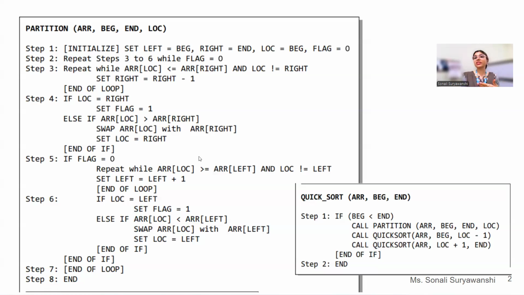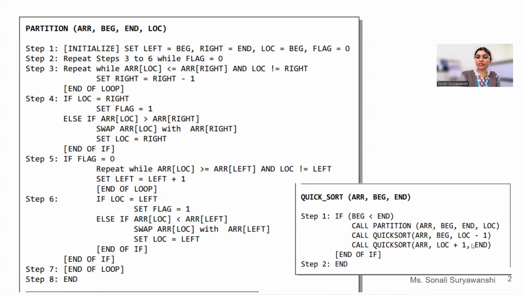But if none of this condition is there, that means if any value to the left is actually greater than the LOC, then we are supposed to swap these two values. So we are swapping these two values. And because we are swapping it with the left value, our LOC will now update as left. So this is the process which is actually giving us that LOC value. So after this, you are supposed to return that LOC value to this function, which will then partition your array according to that LOC value, the left side and the right side.